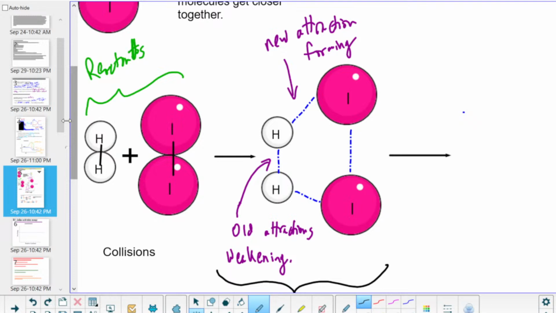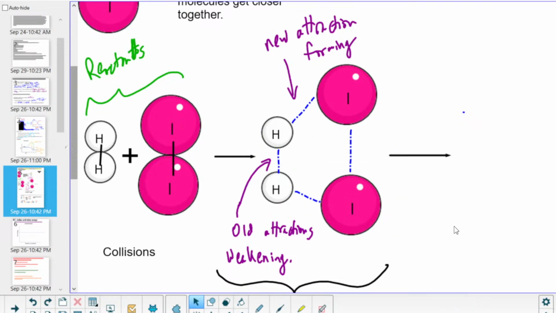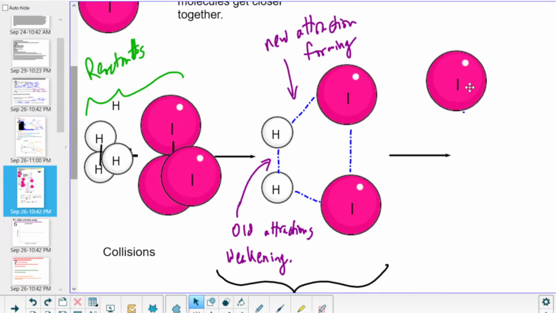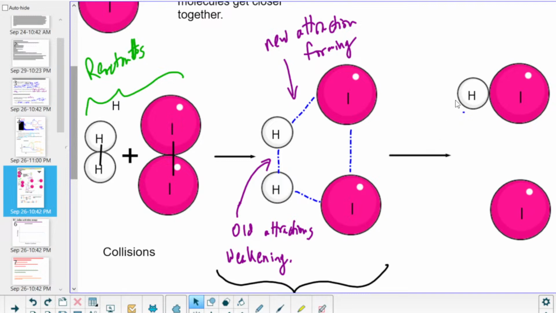Now, if the reaction is going along well, these bonds are forming, the old bonds are weakening, then in that particular case, excellent, thank you. Grab your notes, pull them out. We're making stuff.